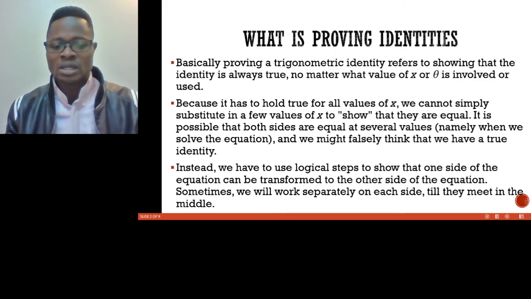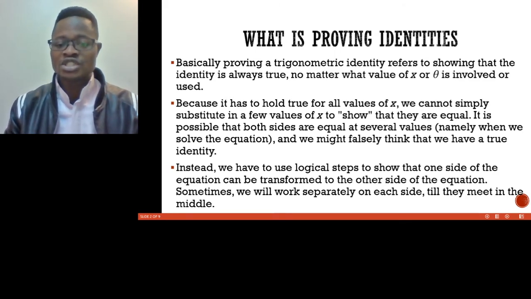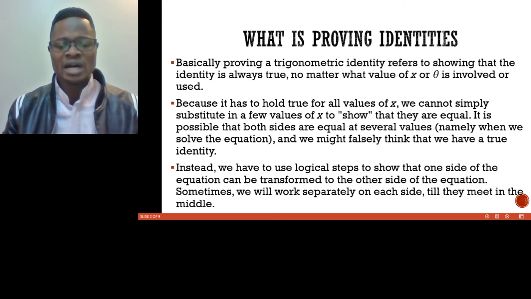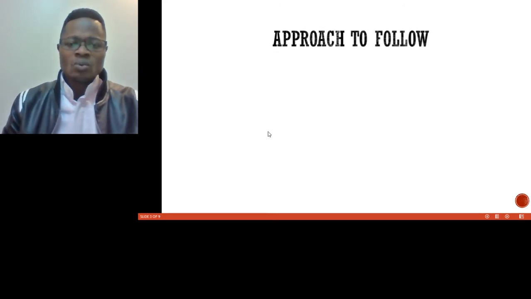Sometimes we will work separately on each side, say maybe the left-hand side or the right-hand side. We work separately, then we meet together in the middle in order for us to show that this identity is true. We follow a systematic approach, a logical approach that will help us arrive at a certain answer. Now, what are those approaches that we need to follow?